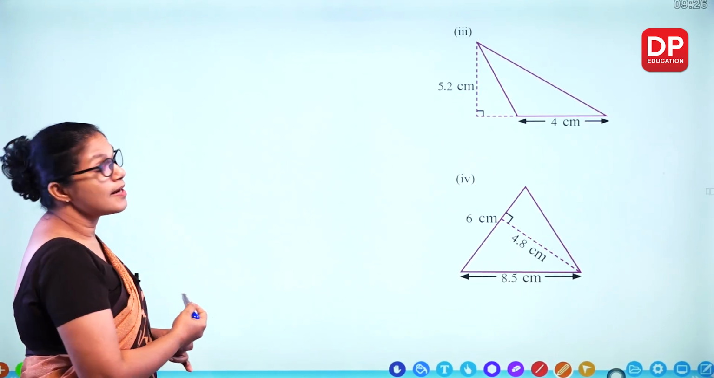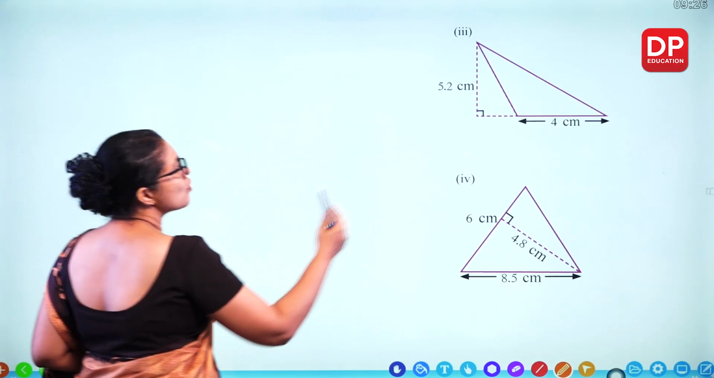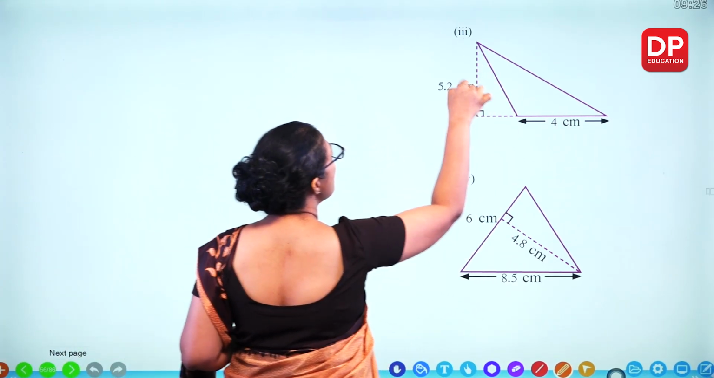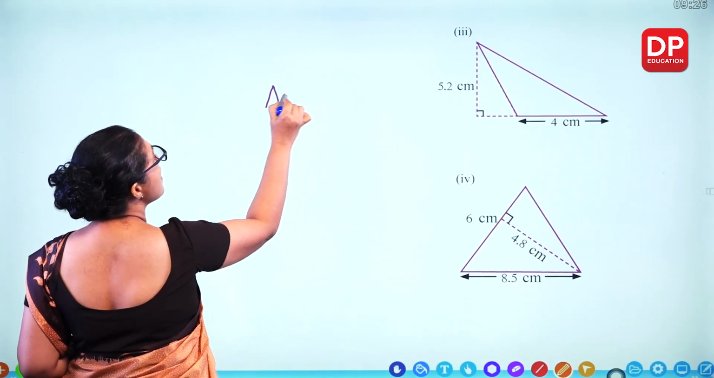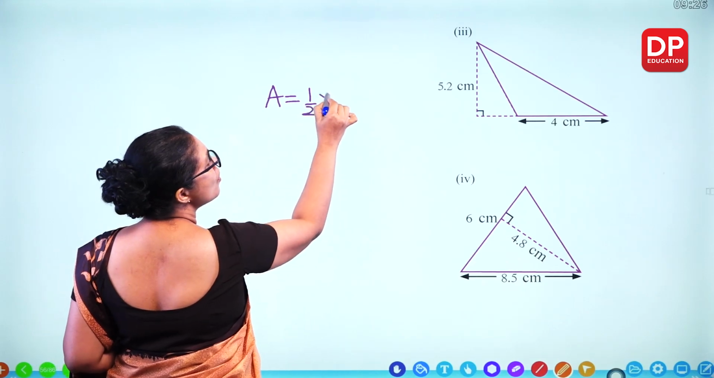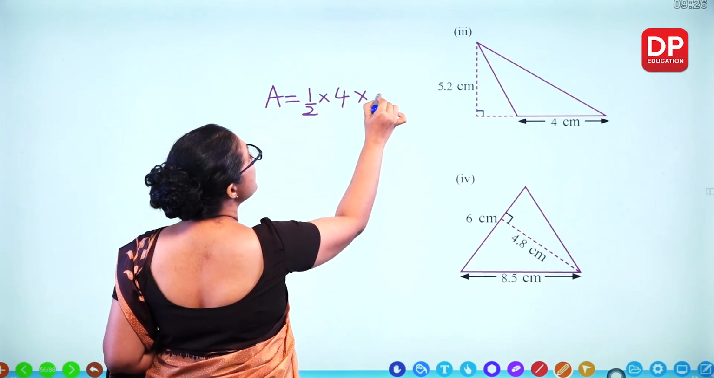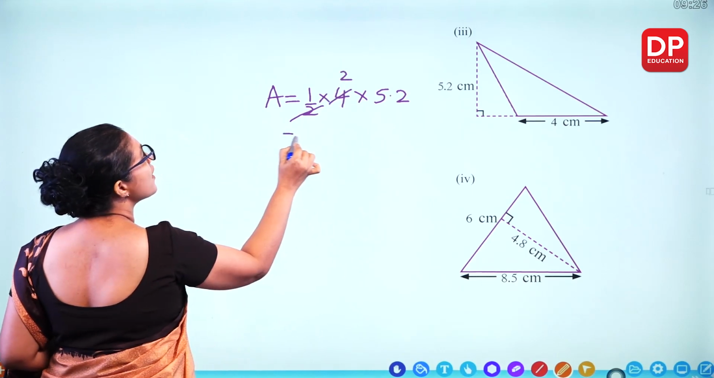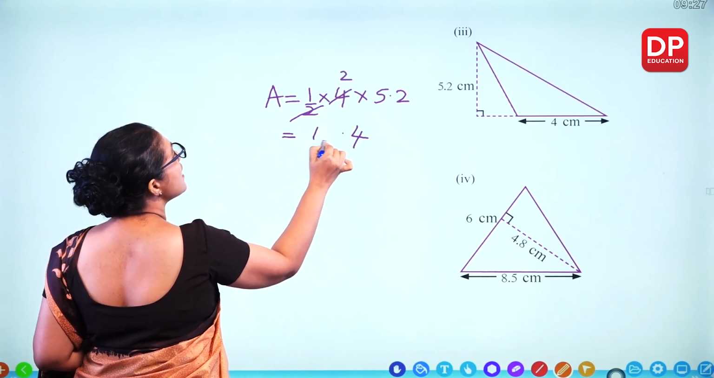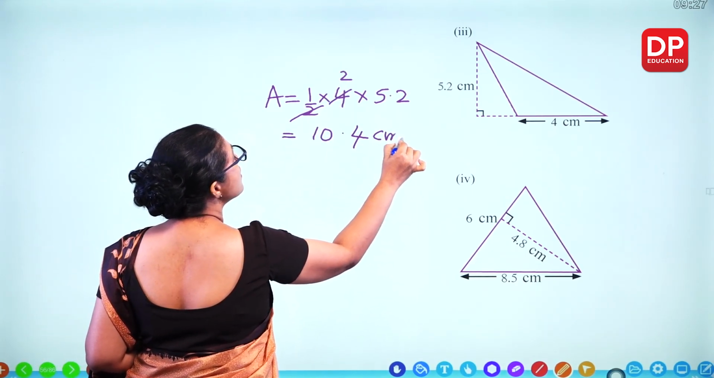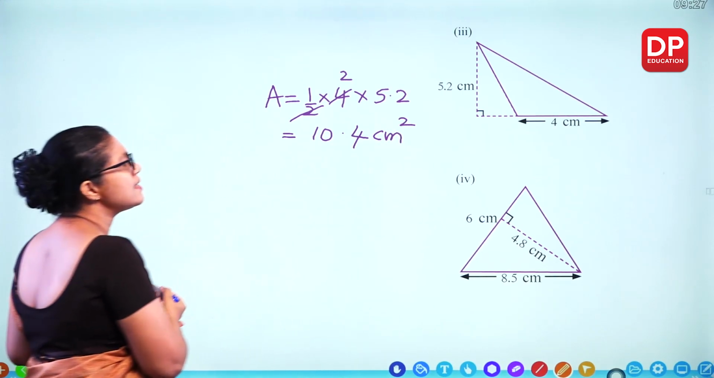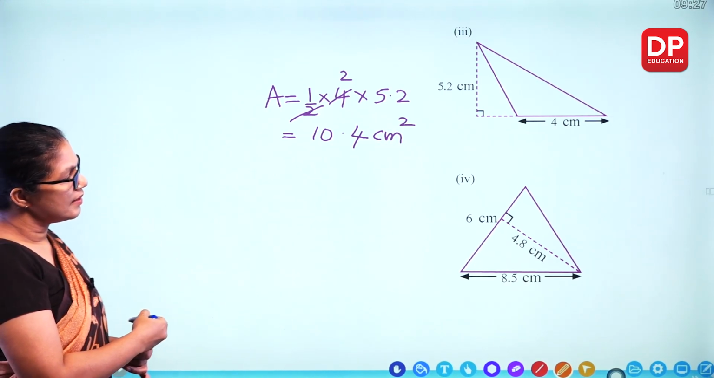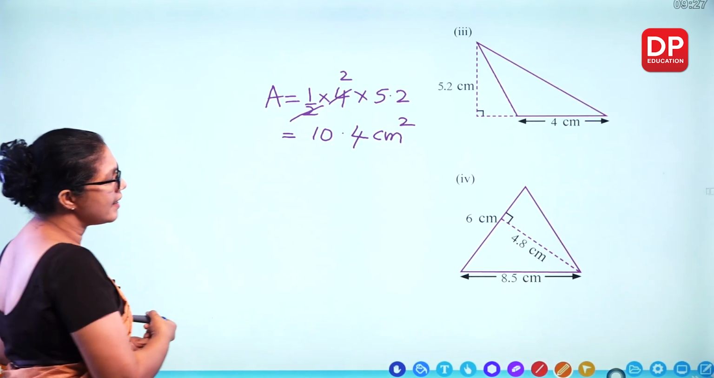This is an obtuse angle triangle. So this is the base and this is the perpendicular height. So what's the area? Half into base is 4, perpendicular height is 5.2. 2 times 2, you get 4 and 10 here. 10.4 square centimeters.